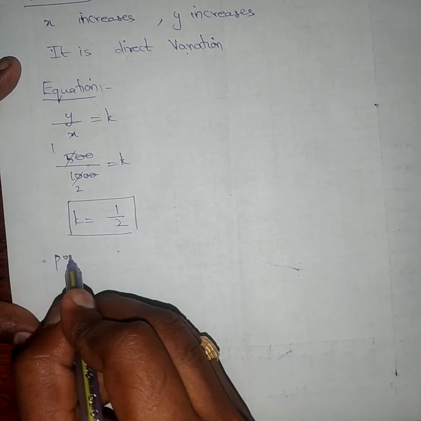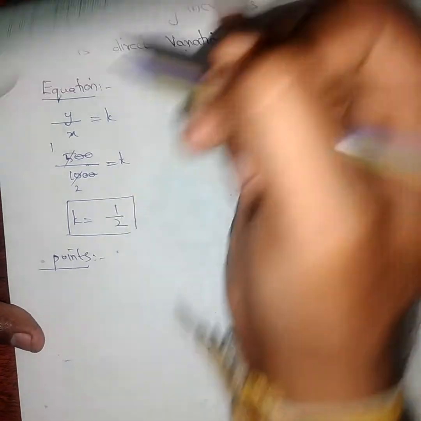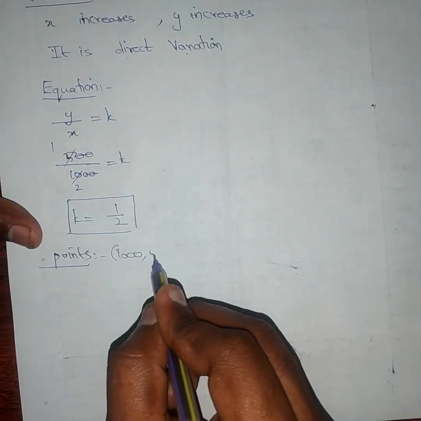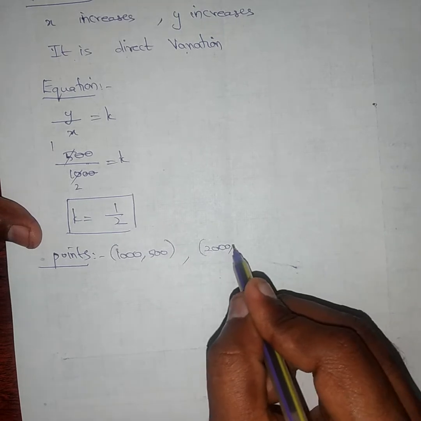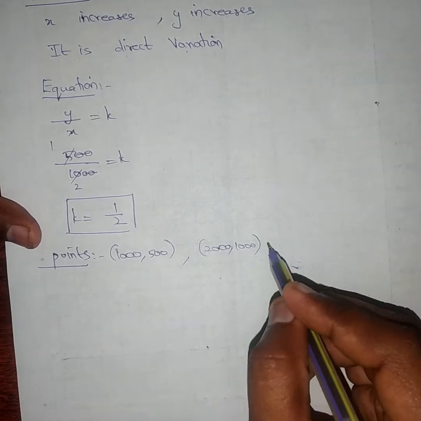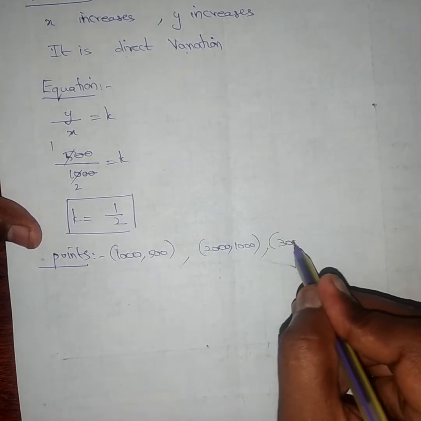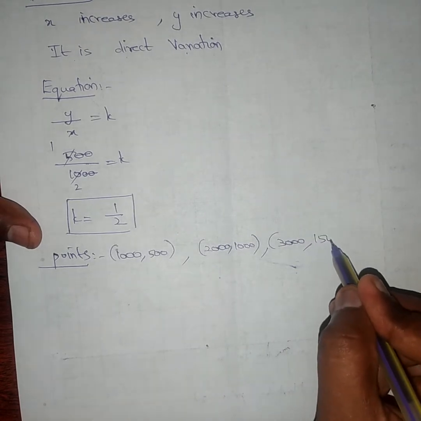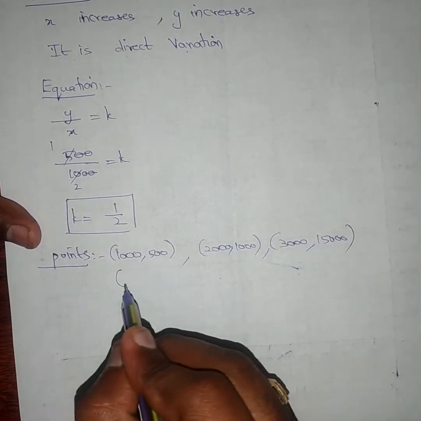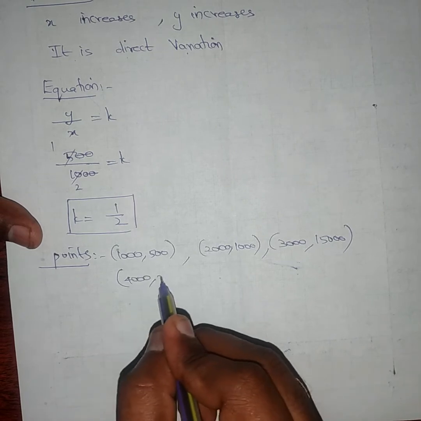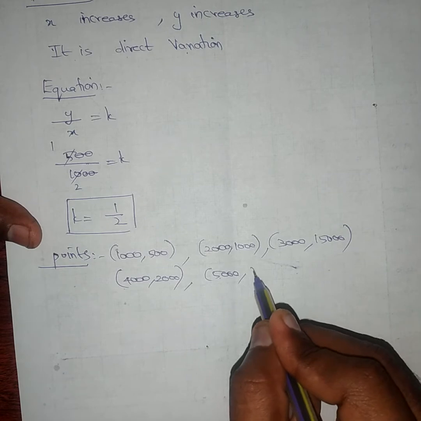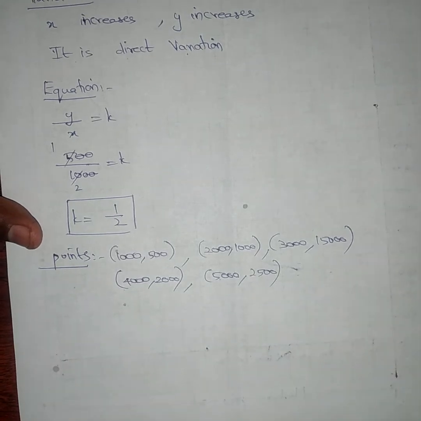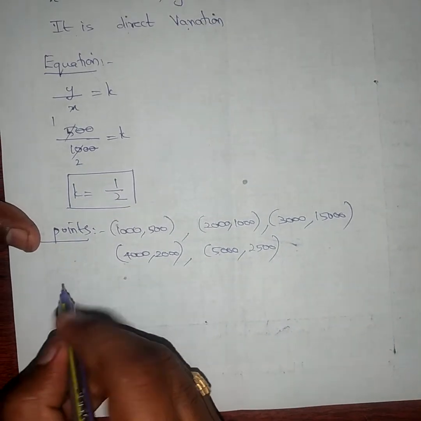Then the points. How can the points be written? X point and y point: 1,000, 500. Next point, 2,000, 1,000. Next point, 3,000, 1,500. Fourth point, 4,000, 2,000. Next, 5,000, 2,500. So these are the points.